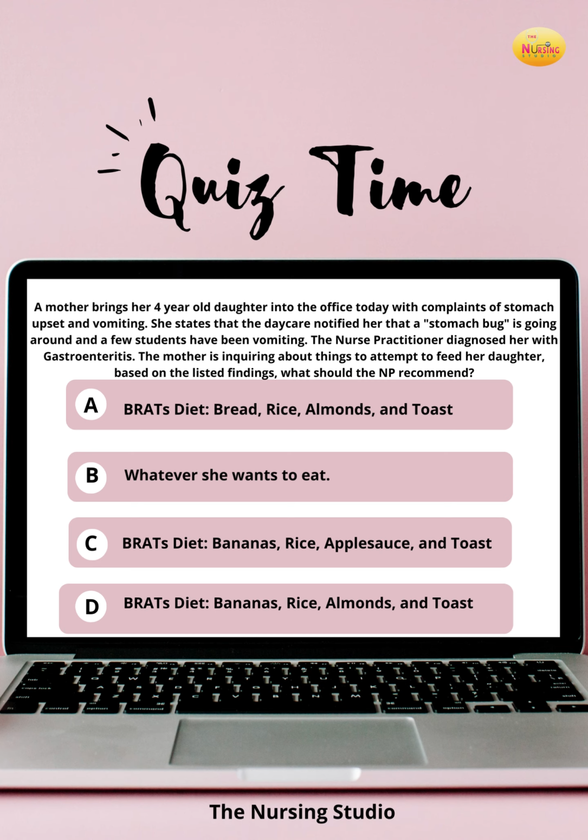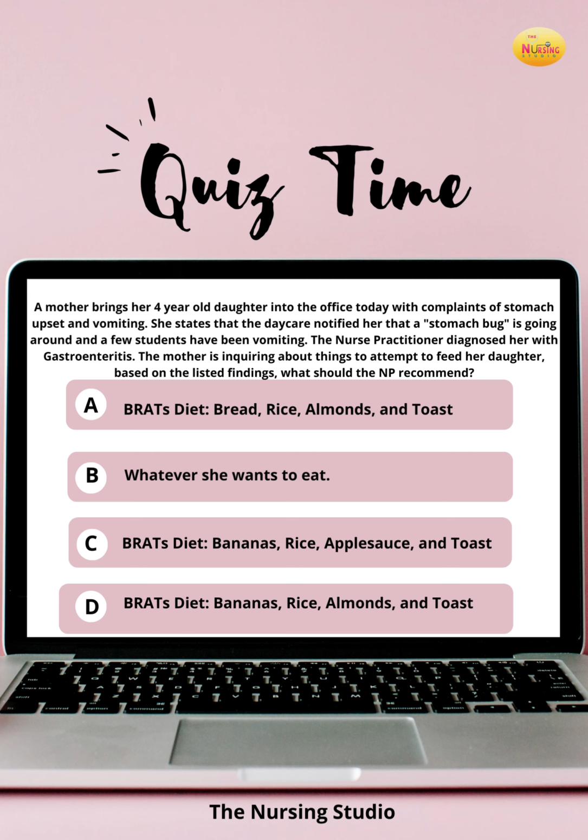All right, so the stem of the question states the mother is inquiring about things to attempt to feed her daughter based on the listed findings. What should the nurse practitioner recommend? So basically, there's a stomach bug going around at the daycare. The kids are having stomach upset and vomiting. The little 4-year-old has the stomach upset and vomiting as well. And mama is trying to figure out what to feed her, right? What do you recommend? So the best recommendation with the diagnosis of gastroenteritis is the BRAT diet.